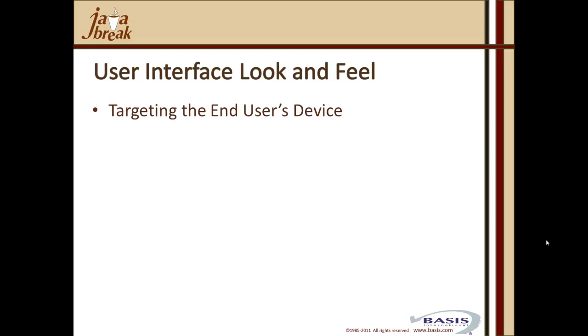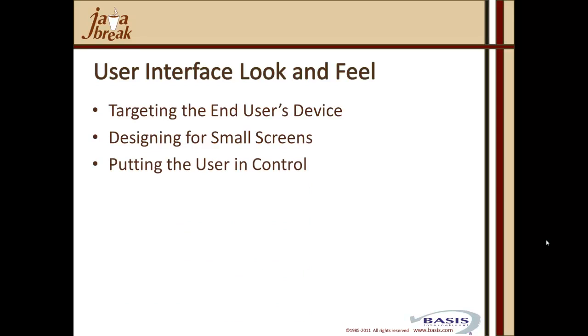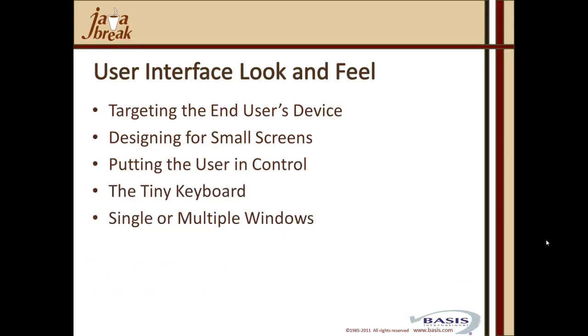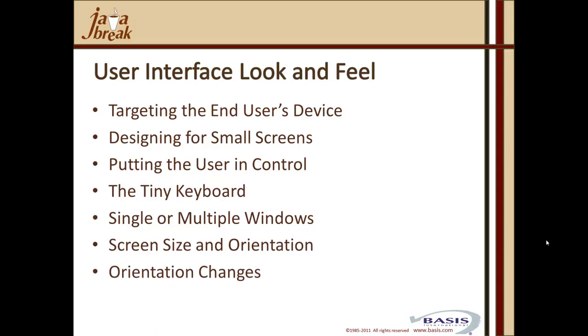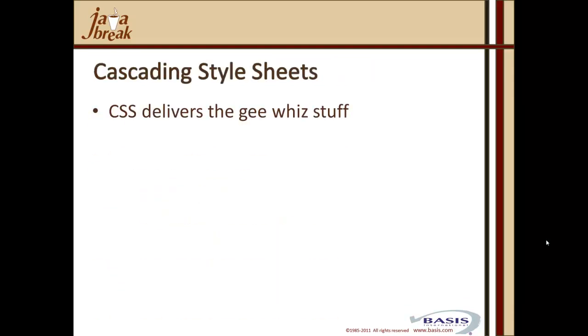We need to consider targeting the end user's device, designing for small screens, and putting the user in control. We've got a tiny keyboard, and we have single or multiple windows that we have to contend with. So screen size and orientation is very important. And orientation changes need to be accommodated, moving from landscape to portrait and vice versa. And we have to be cognizant of the fact that the user is likely to be using their finger, not a mouse. So that's where cascading style sheets play a great role.